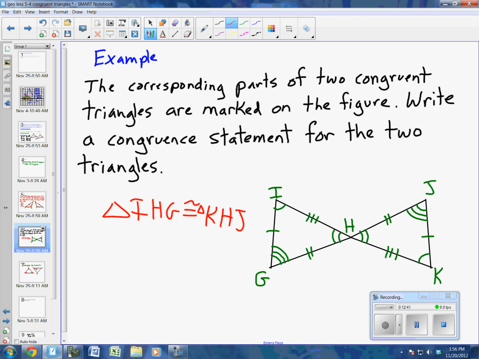Do I have to write IHG in that order, or could I write it in a different order? Could I write GHI? If I write GHI, though, what order do I have to put the other thing in? JHK, right? So just whatever order you put the first one in, make sure the second one's in that order. Okay.